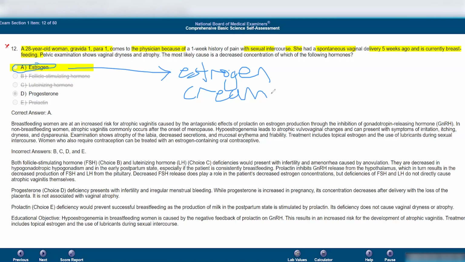But the reason why I'm connecting it for you, right? Because now when you put that all together, you're like, oh, of course, right? You have vaginal dryness and atrophy. It has to be estrogen, right?